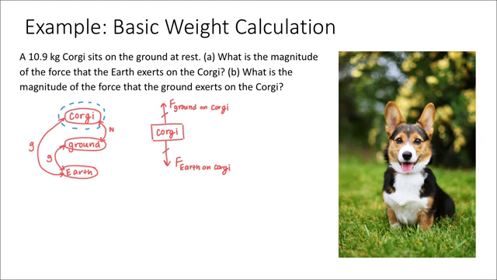And since I'm solving for the magnitude of the force that the earth exerts on the corgi, I'll also write in here that this is equal to the mass of the corgi times little g. That's the expression we derived in the previous slide.